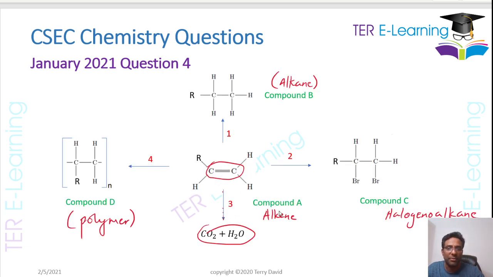So A to B, we're going from an alkene to an alkane. Now, like I said, that's an addition reaction, and we have certain conditions that we use for that. So in this case, what do we need to give for that answer?